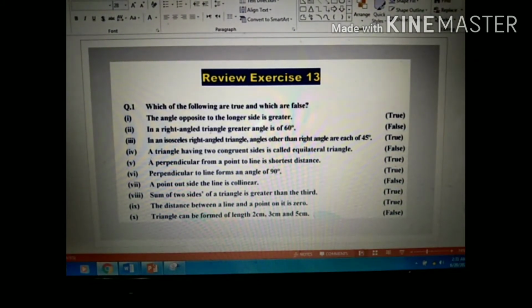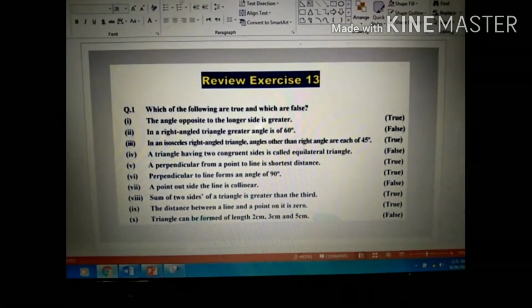Do you know which side is longer? In a triangle we have three sides: base, perpendicular and hypotenuse. Hypotenuse is always the longest side, and opposite to this side your angle is always greater. So this one is true.